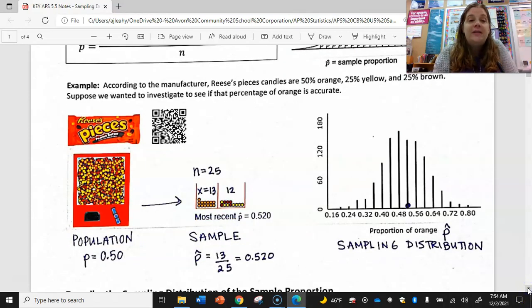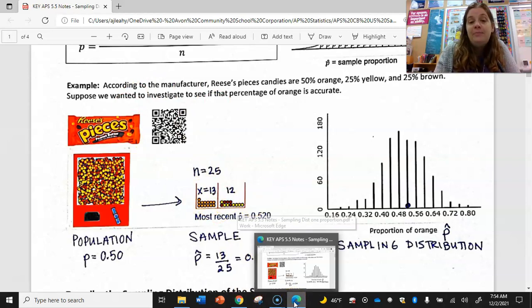So another way you could look at this is, for example, Reese's Pieces. They claim that these candies are 50% orange, 25% yellow, and 25% brown. So let's say you want to investigate to see if that percentage of orange is accurate. So you buy a bag of candy and you open it up and you see what proportion is orange.